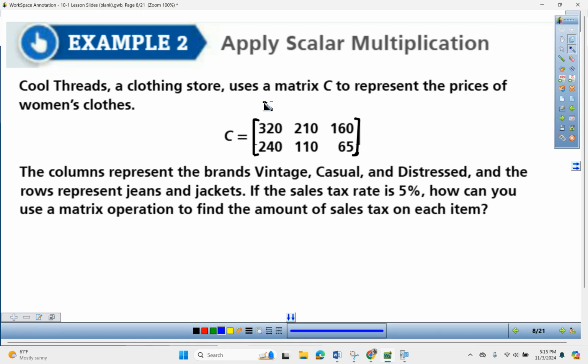Vintage, casual, distressed. And the rows represent jeans and jackets. If there's a sales tax rate of 5%, how can you use a matrix operation to find the amount of sales tax on each item? Well, we're not going to use 5% ever, right? We're going to take that and turn it into what? 0.05, right? We worked on that previously.